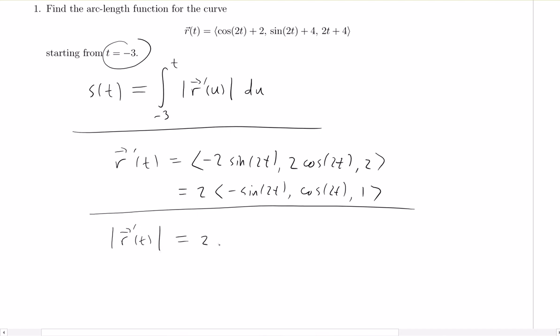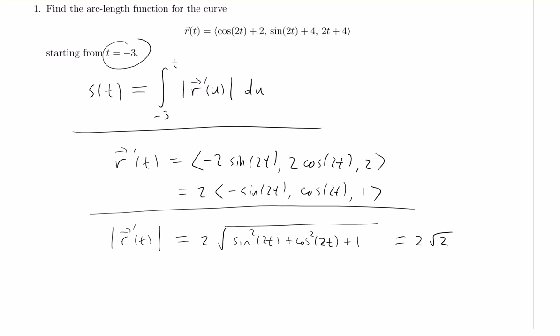So this 2 just comes out. And we square everything and add it up. But, of course, sine squared plus cosine squared is 1. So this becomes really simple. It just becomes square root of 2 in there. So actually the norm of the derivative is constant. It doesn't depend on t, it's just always equal to 2 times the square root of 2.